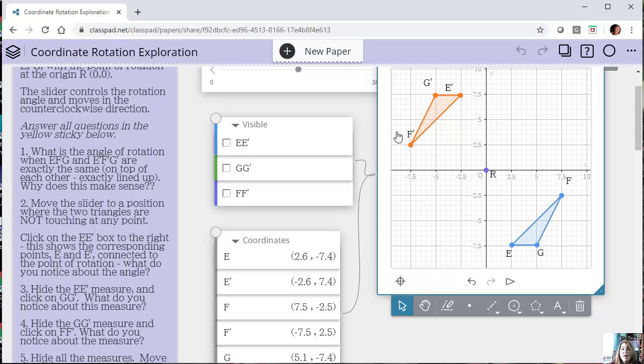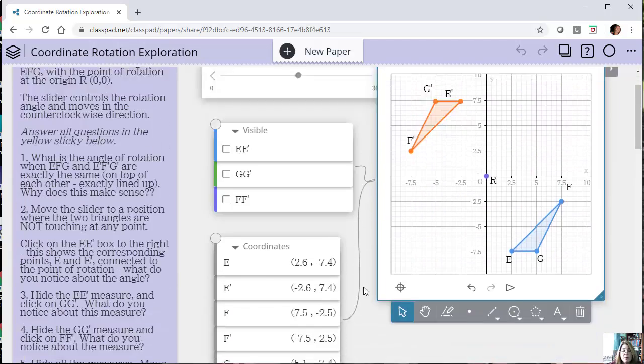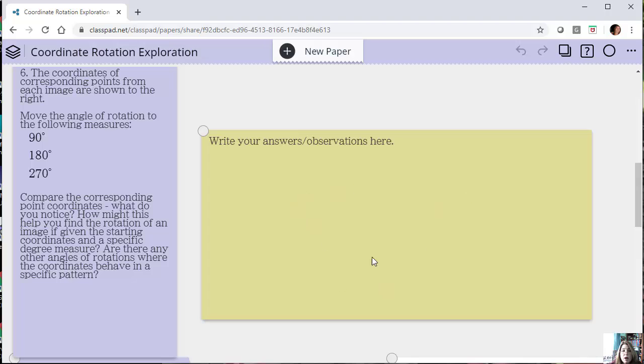So this is what we want them doing. We want them playing around, moving things around, exploring, seeing if they can come up with some patterns that make sense to them. They're going to be writing their observations here and coming up with some patterns.